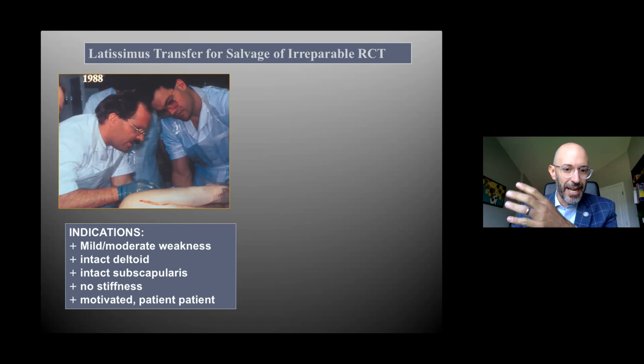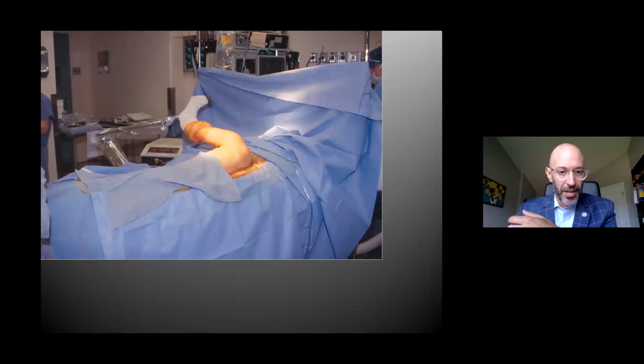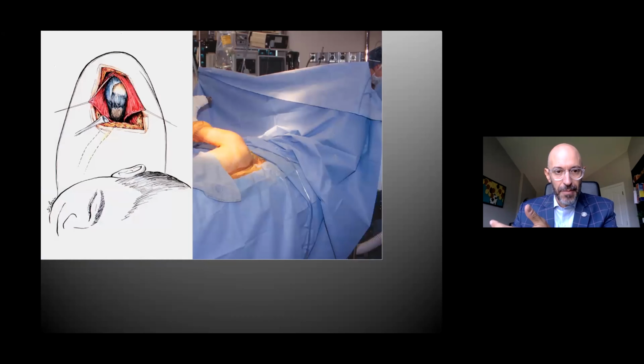These guys were working out the biomechanics and the technique here of doing this with indications of mild to moderate weakness, an intact deltoid. They needed an intact subscap, no DJD or stiffness, and a motivated patient. This is what it looks like. And so it's kind of a big deal. This is a big operation.